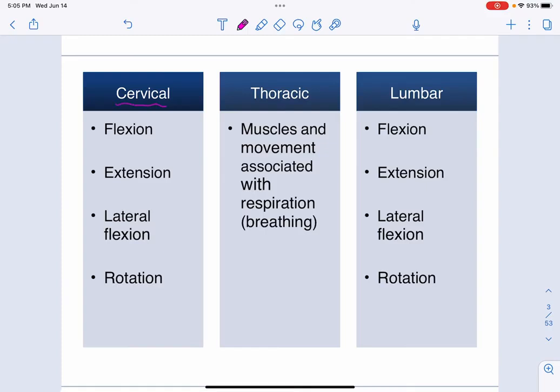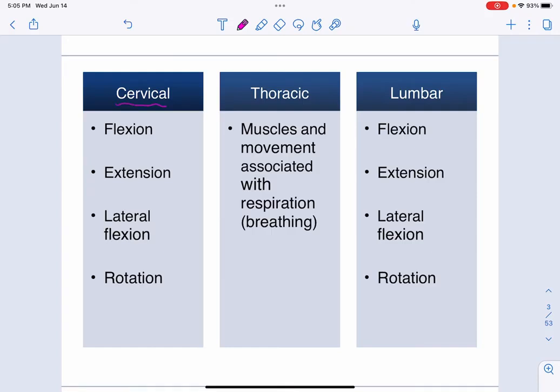We have flexion, we have extension. So flexion would be bringing your chin towards your chest. Extension would be the opposite, bringing your head back. We have lateral flexion, that's moving your head, like your ear towards your shoulder, back and forth. And then we are able to rotate, okay? So those are the movements in the cervical region.